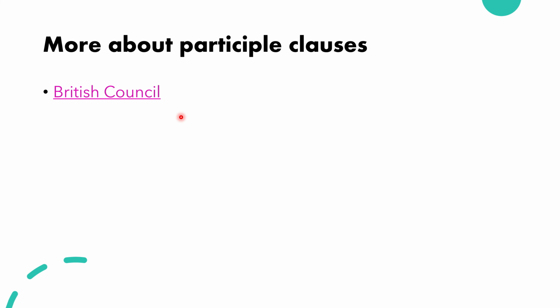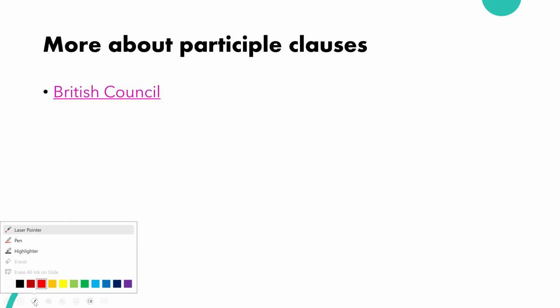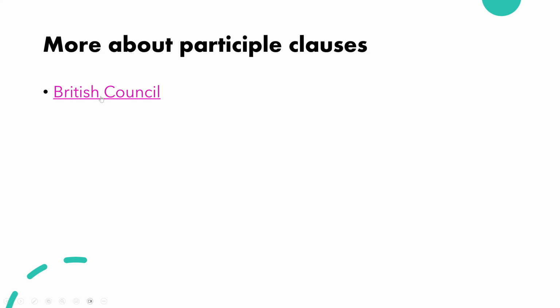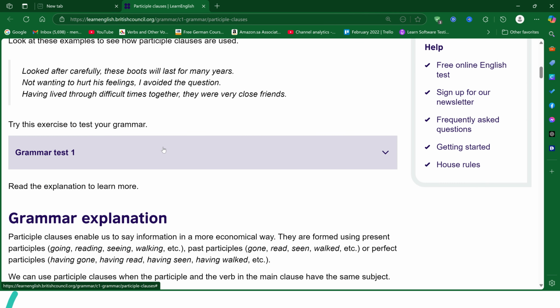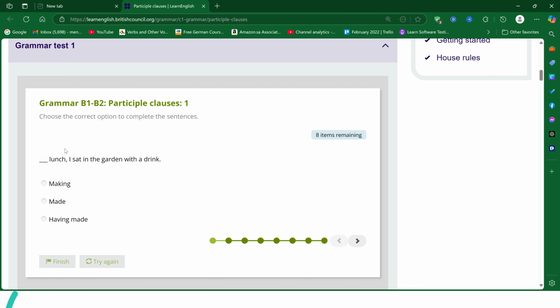And here is also a link to the British Council essay about it, and this is also a gift. I want you to read it very well, because it will help you a lot. Let's see it together. It talks about participle clauses and gives you a grammar test. Let's answer the first two and see if we understand this. The link will be in the PowerPoint, so I want you to try that by yourself.